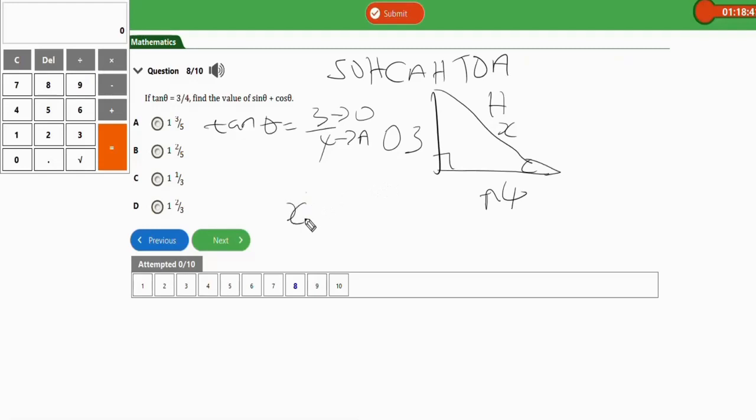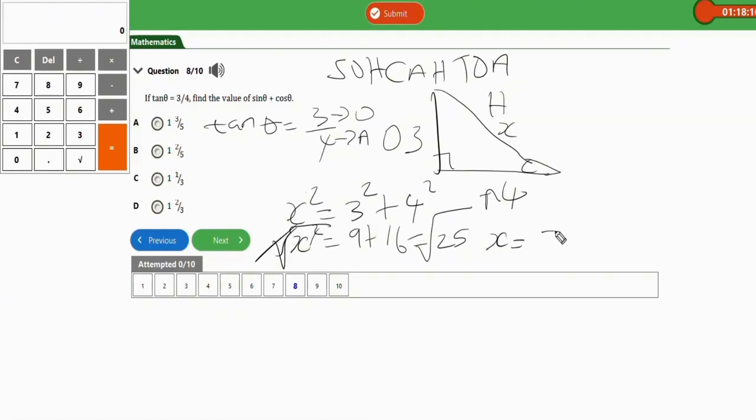So when you apply Pythagoras theorem, x squared is 3 squared plus 4 squared. So x squared will be 9 plus 16, which will give us 25. You square root both sides. This will cancel the square. So our x will be 5. The hypotenuse side is 5. So from this now, sin theta is opposite over hypotenuse. So the opposite is 3, so 3/5, plus cos theta, which is adjacent over hypotenuse.